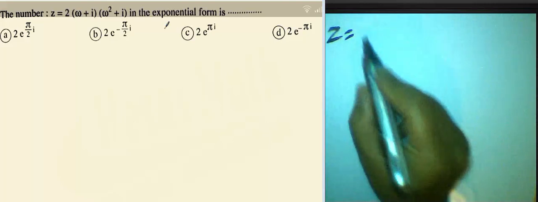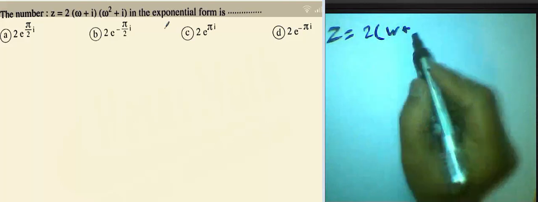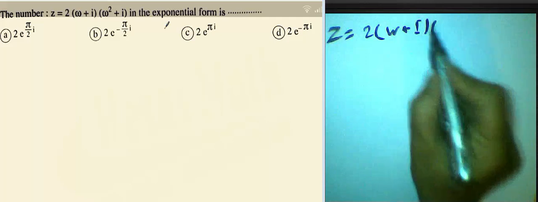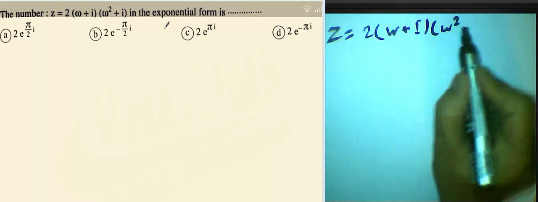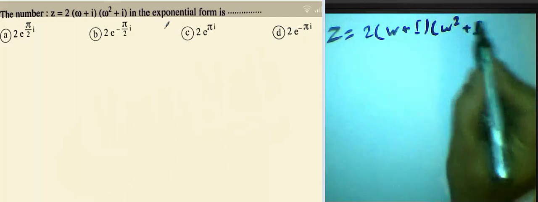Today we'll complete a lot of questions from the book about geometry and algebra. Look with me at question number 1. The number z equals 2 multiplied by omega plus i multiplied by omega power 2 plus i.